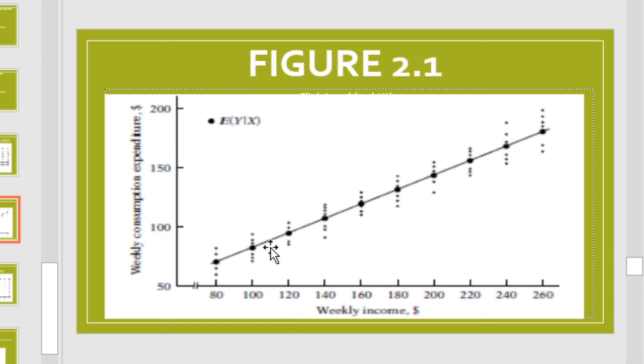Here, corresponding to each income group, the distribution of the consumption expenditure is given. From the figure, it is clear that there is significant disparity in the distribution of consumption expenditure, but as income increases, on the average consumption expenditure also increases. This line is plotted through the mean value of the population expenditure corresponding to the given level of income.